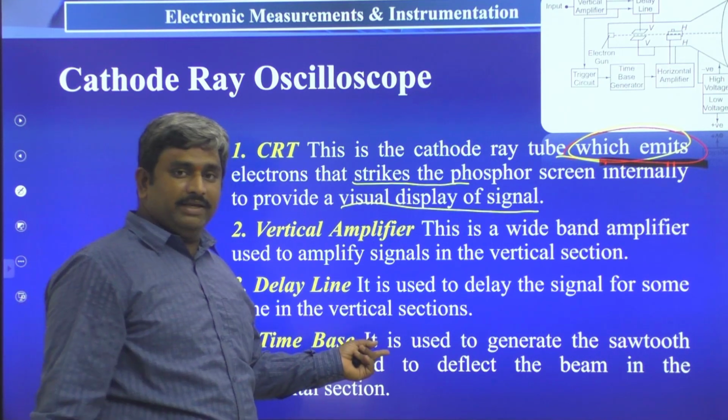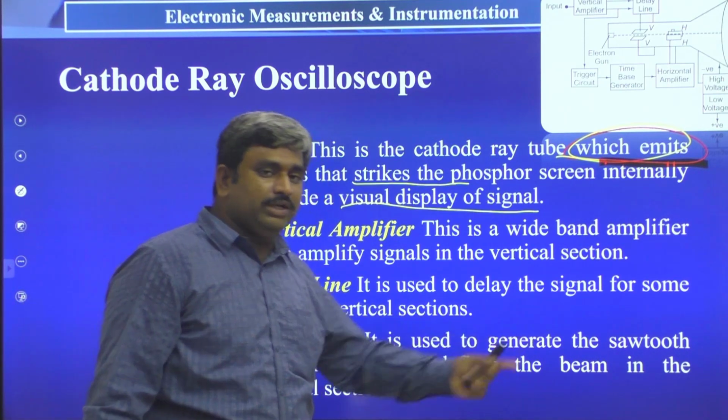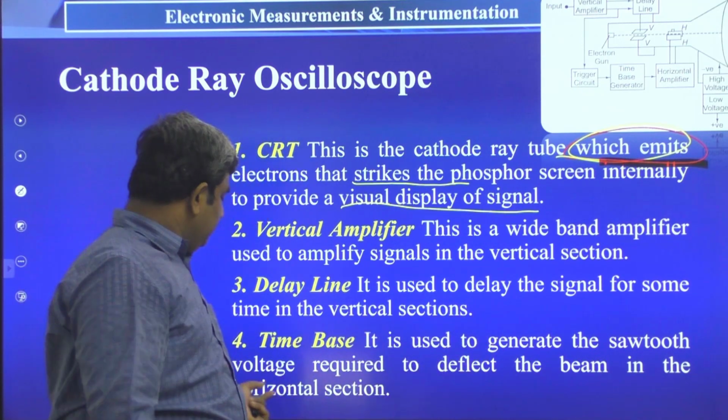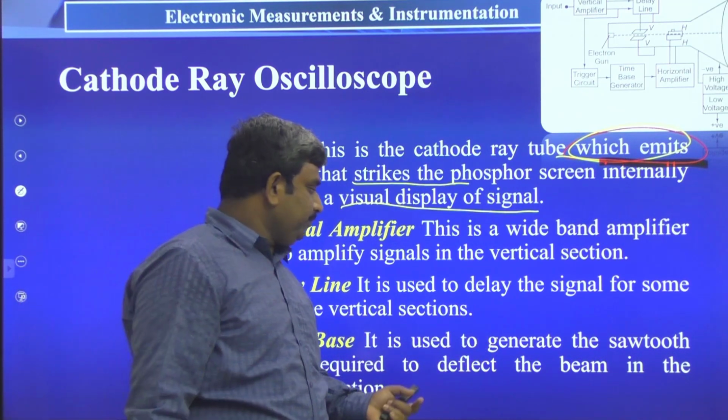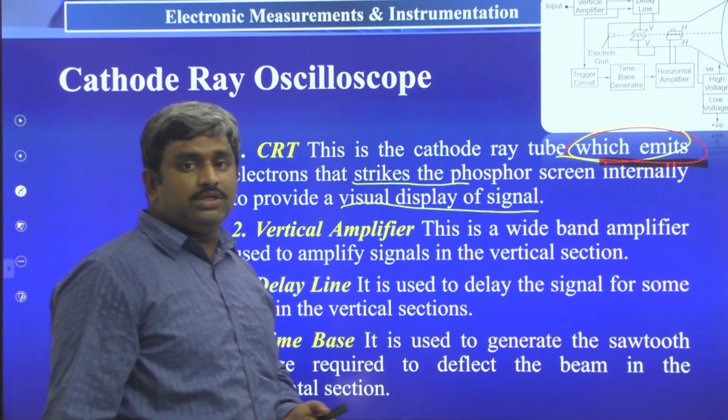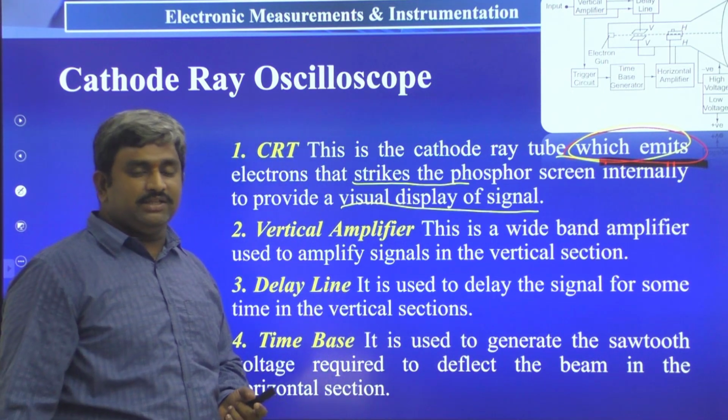Next, time based generator. It is used to generate the sawtooth voltage required to deflect the beam in the horizontal direction. We need some sawtooth voltages in the CRO.